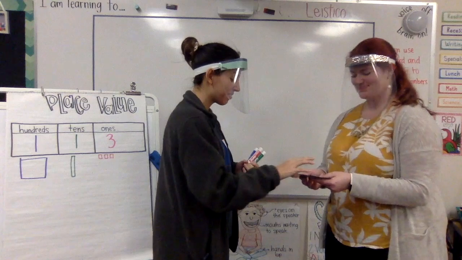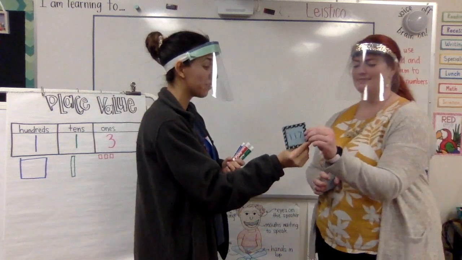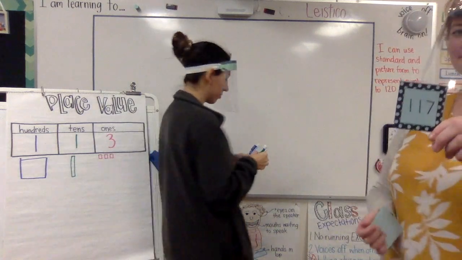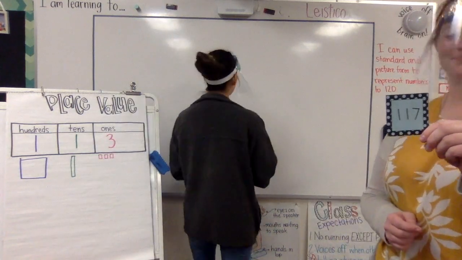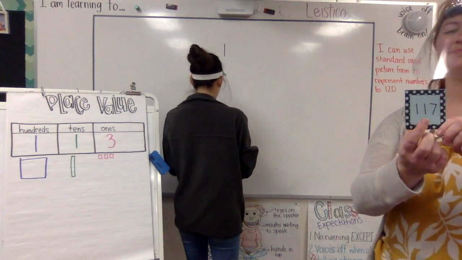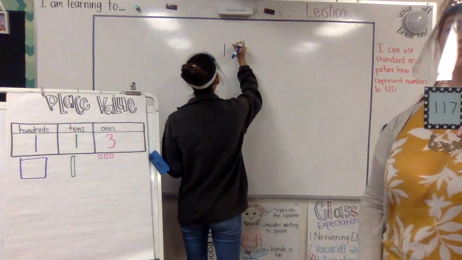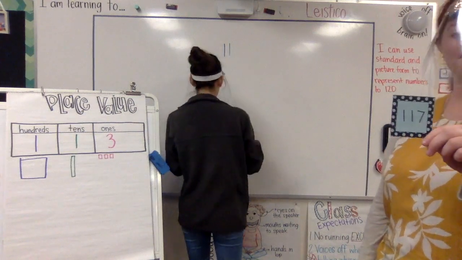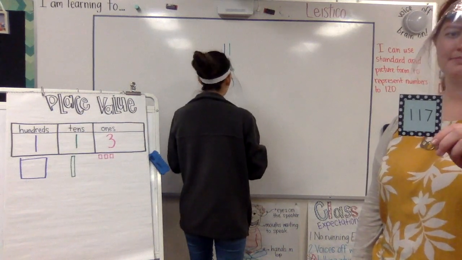All right, I'm going to pick a number. And I have the number 117. So I'm going to write that in standard form. So I'm just going to rewrite the number. So I'm going to write 117. So I have 1, 1, 7.